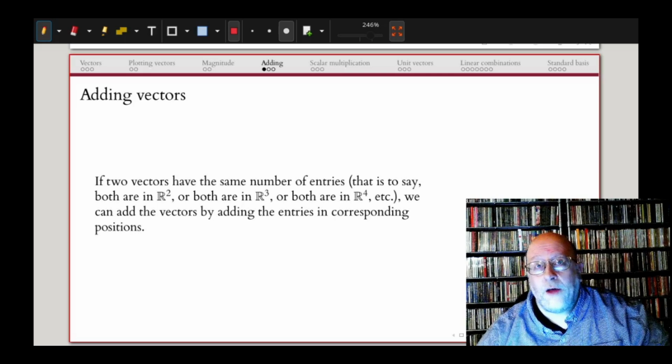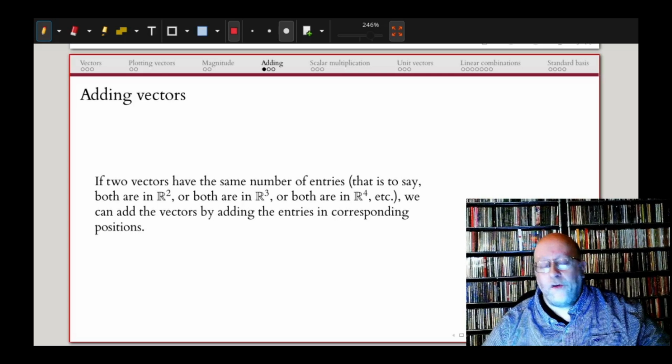Adding vectors works out as nicely as you could expect. As long as the two vectors have the same number of entries, that's a way of saying that they're both in R2, or they're both in R3, or they're both in R4, then we add the vectors just by adding the entries in the corresponding positions.